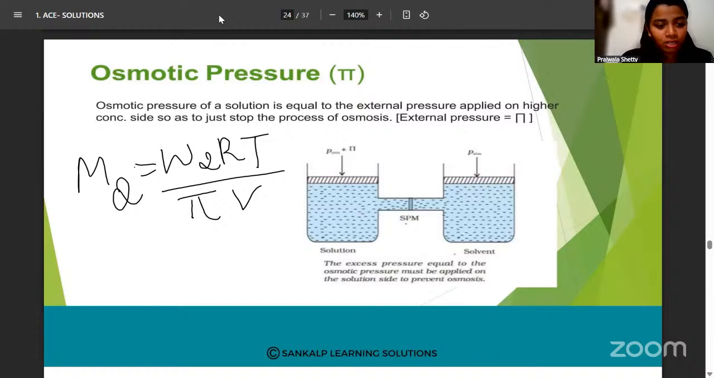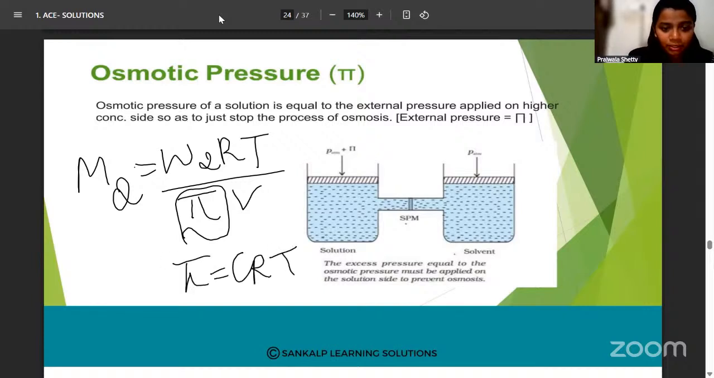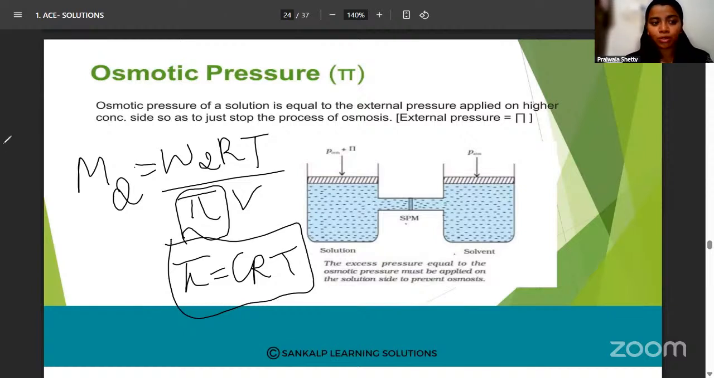What is pi under osmotic pressure? Sorry, I didn't mention that. Pi is the osmotic pressure. That is given in general cases. If it is not given, you should calculate it manually. How do you calculate it? Remember it as CRT. Just remember these formulas. When you see the problems, you'll understand where to apply what. All right. Quickly, I'll move on to the next one.